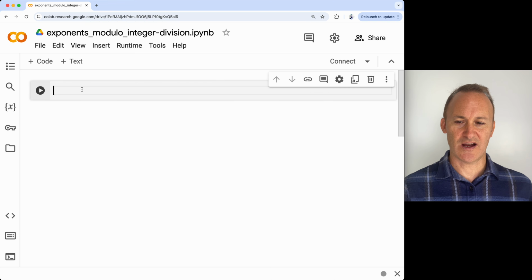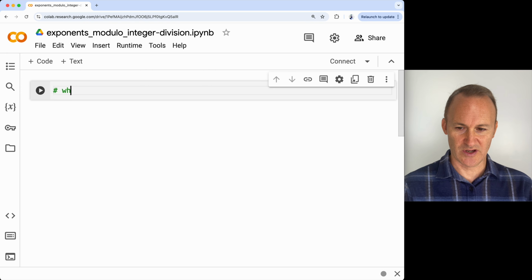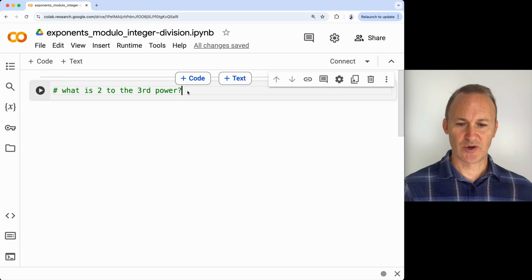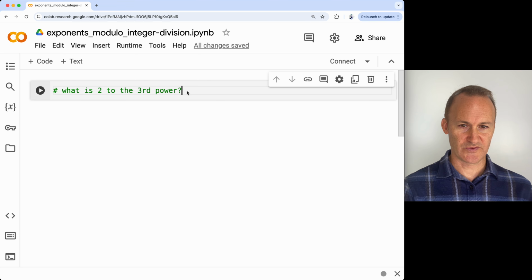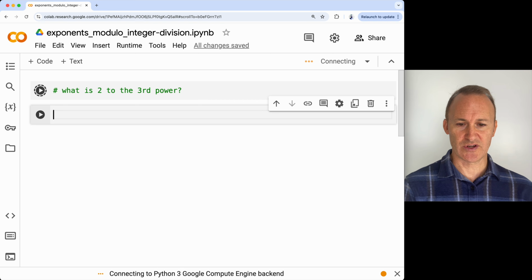But to do that, I'm going to ask a question, and I'm going to ask the question using a comment. So in Python, when you hit the hashtag, anything that comes after that is fine. So I can say something like, what is 2 to the third power? Okay? Once Python sees the hashtag, it ignores everything after that. The point of comments in Python is to describe the code that comes after it. So when you press Shift-Enter, if it's a comment, nothing will actually happen.